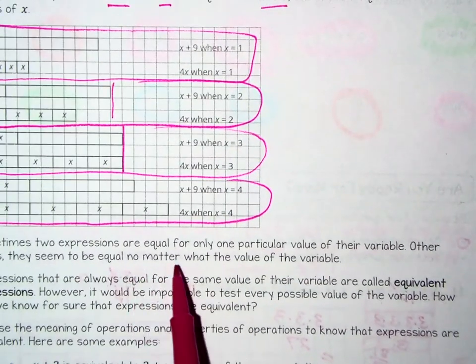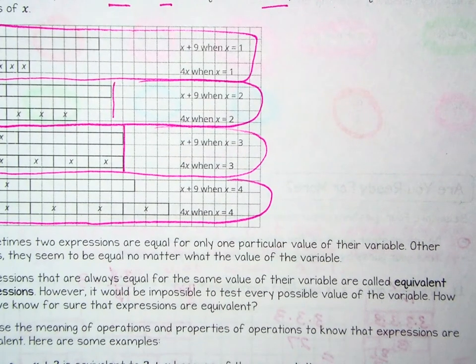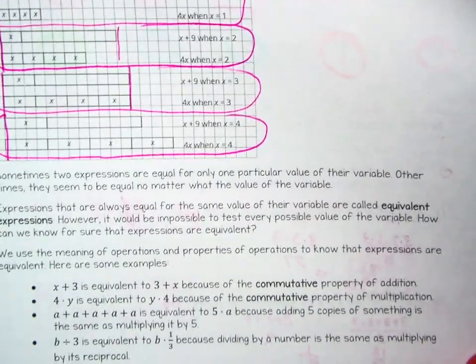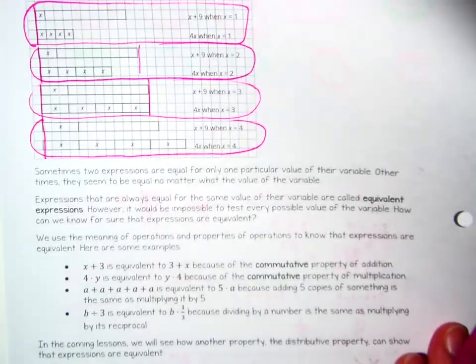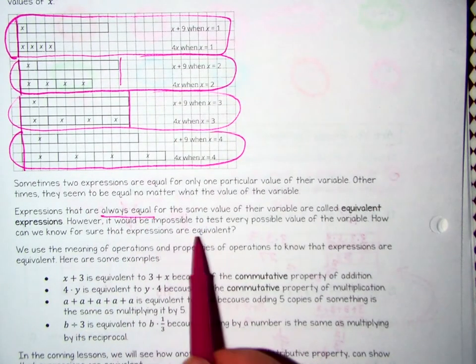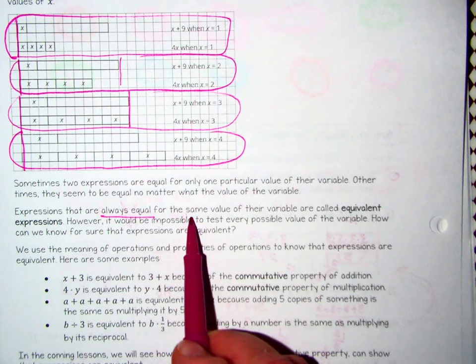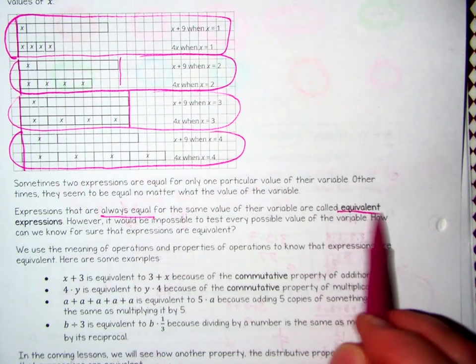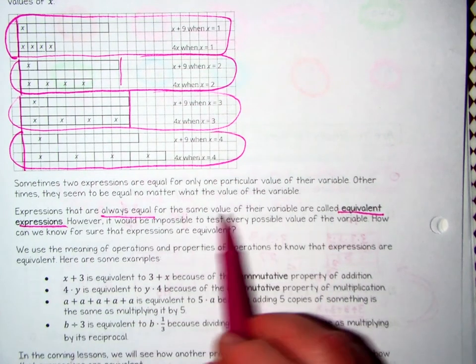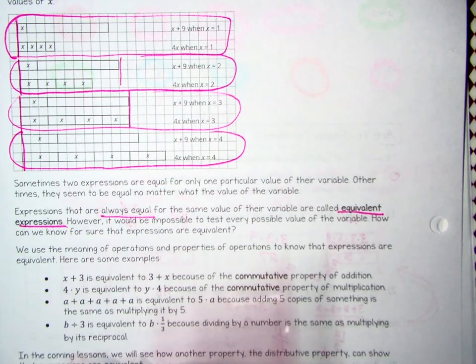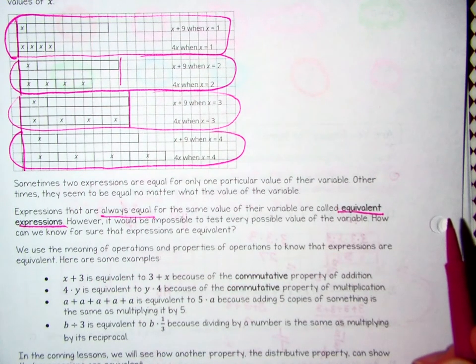So, sometimes two expressions are equal for only one particular value of the variable, as we saw. Other times, they seem to be equal no matter what the value of the variable. So, expressions that are always equal for the same value of their variable are called equivalent expressions. So, if we can pick any value for the variable and the expressions are equal, they are called equivalent expressions.